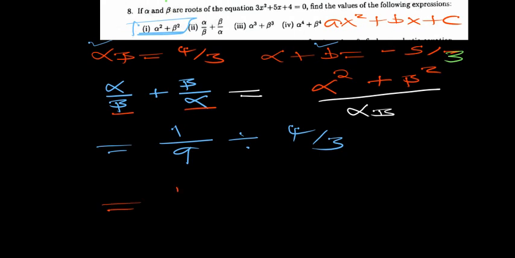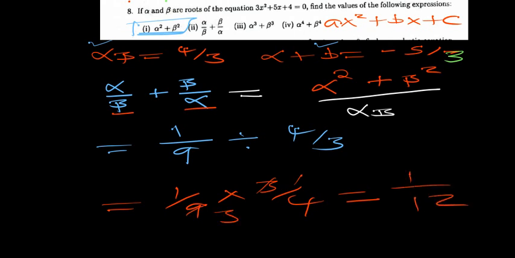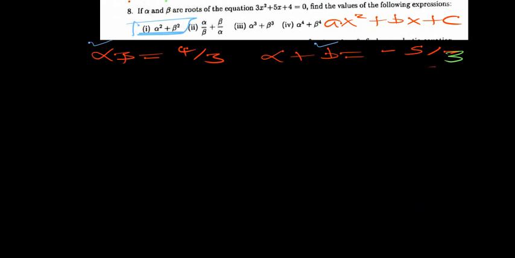So 1 over 9 multiplied by the reciprocal. We're dividing by 4 over 3, and then we multiply by the reciprocal. The reciprocal of 4 over 3 is 3 over 4. So 3 there it's 1, 3 there it's 3. So we have 1 over 12. So that's it for the second part of the question. We are now at liberty to proceed to the next one.